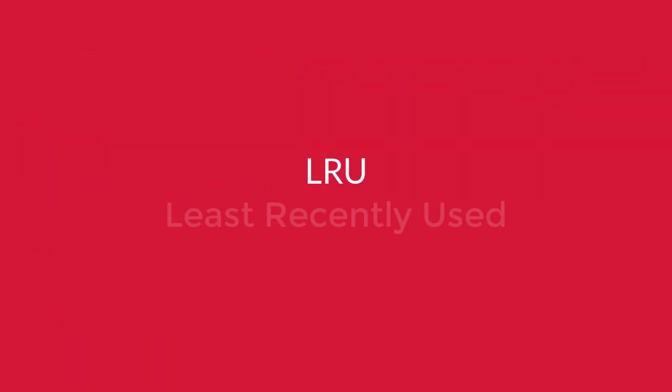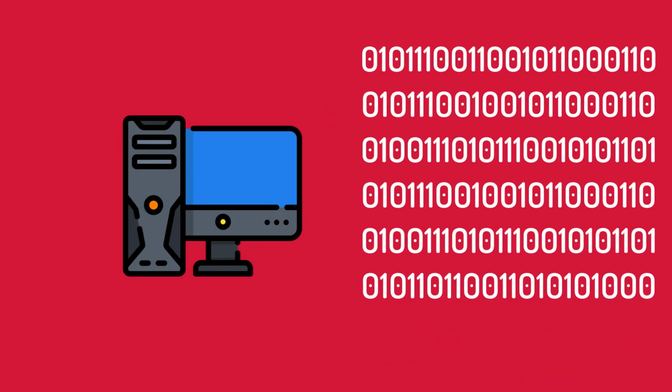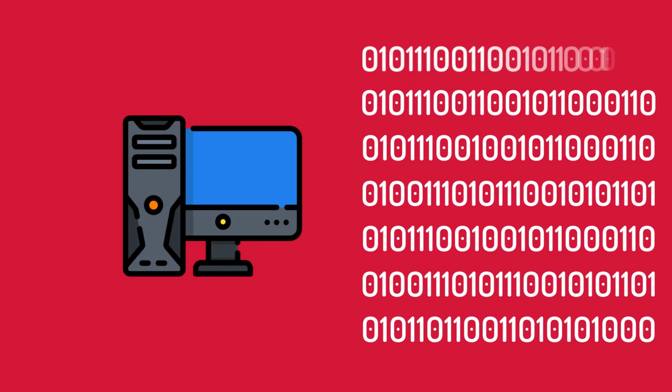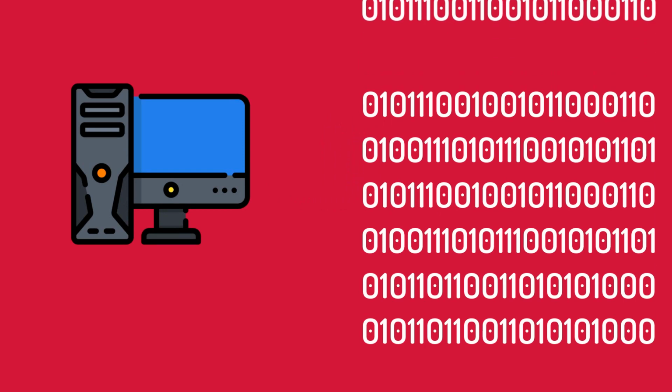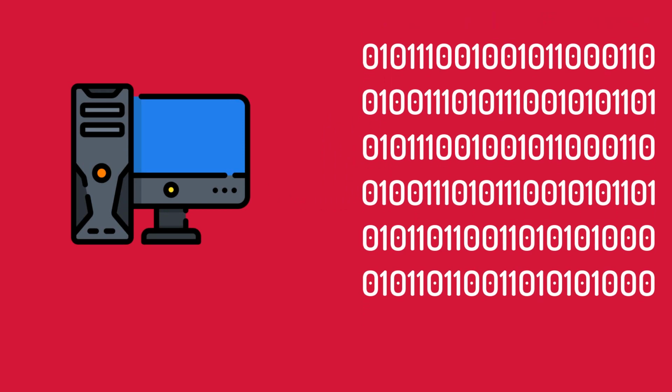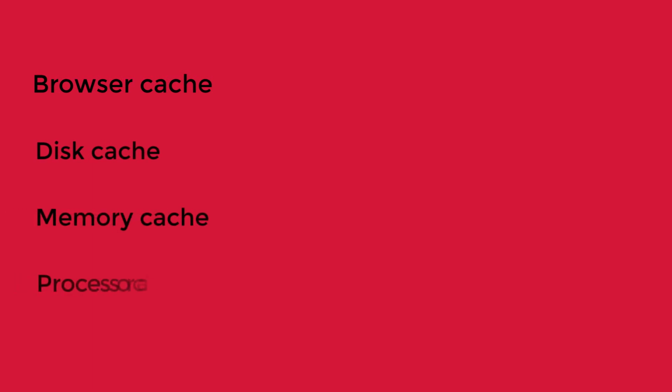LRU, which stands for least recently used, is a cache replacement algorithm that removes the least recently used data to free up space for the new data. MRU, which stands for most recently used. This cache algorithm removes the most recently used items first. An MRU algorithm is good in situations in which the older an item is, the more likely it is to be accessed. As we said before, common types of caches include browser cache, disk cache, memory cache, and processor cache. So let's get into them.